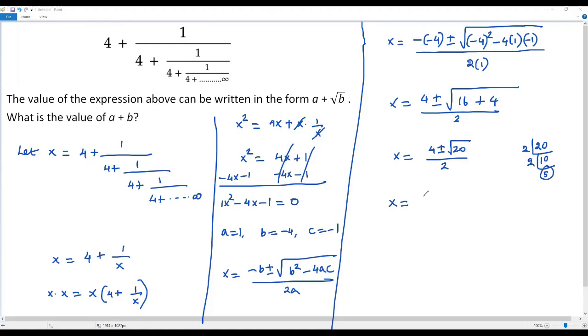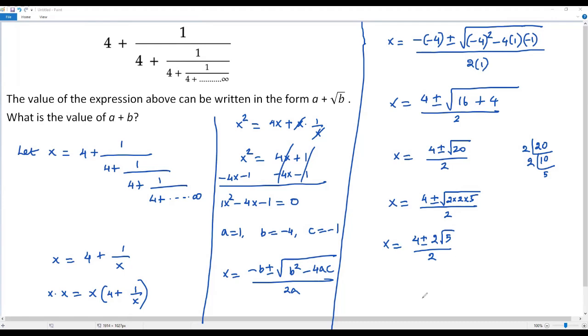Since 5 is a prime number, we can stop the process. Then we get x equals 4 positive or negative square root of 20, which can be written as 2 times 5 divided by 2. For every two same numbers multiplied inside the square root, one number can be taken out. Then for these two 2's, one 2 can be taken out. Still we have 5 inside the square root. Then in the denominator we have 2.